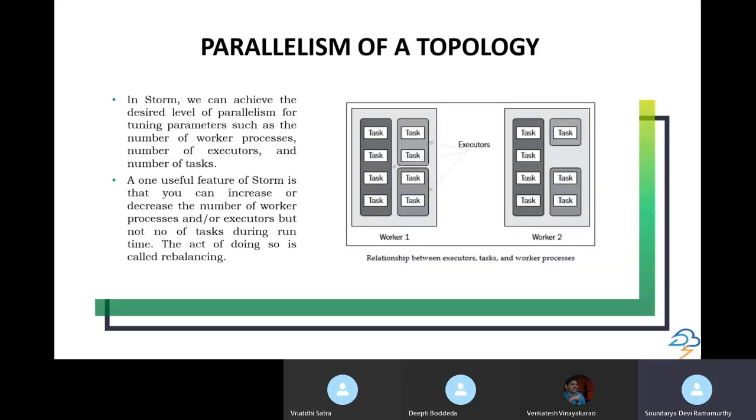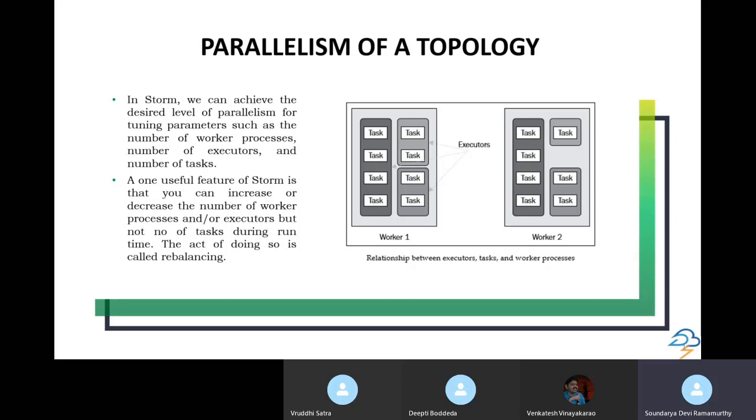So in here, we can see an example of one node. Inside that node, there are two worker processes, and inside those we have three executors. You can see the different shades of gray. Each one is one executor, and inside each executor we have a different number of tasks. The number of tasks for each executor need not be the same. It can be any number.